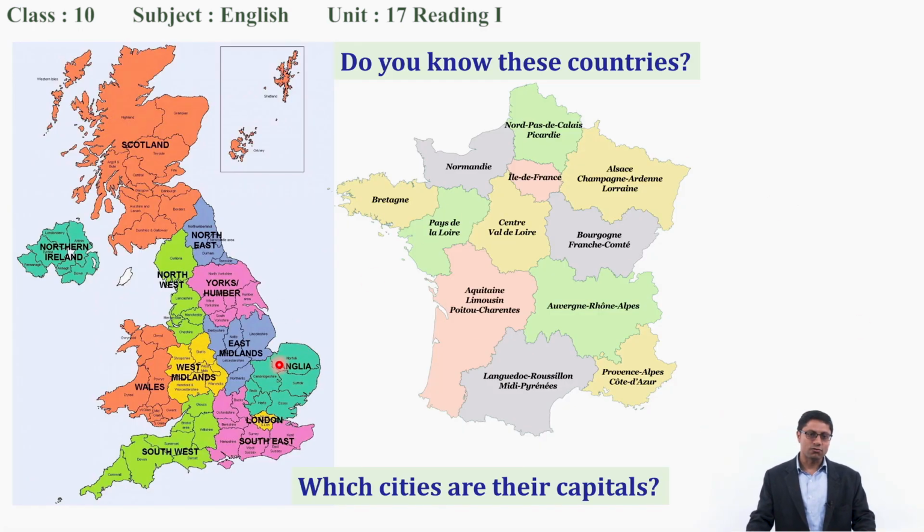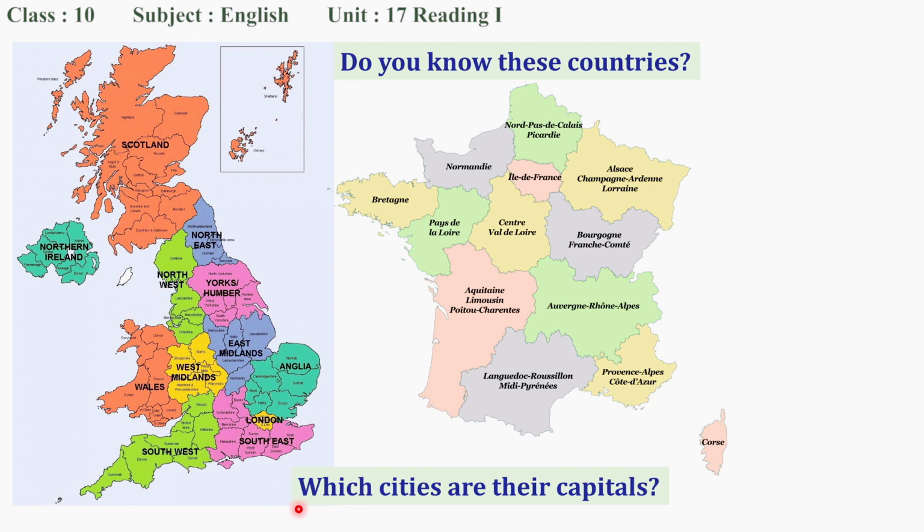So let's begin the lesson with a question. Please look at the maps on the screen. You can see the maps of two different countries on the screen. The first question for you is, do you know these countries? Look at the first map. Which country is it? And look at the second map. Which country is it? Can you say? Very good. The first one is the UK, the United Kingdom. That's good. And the second one? Okay, it's France. Very good.